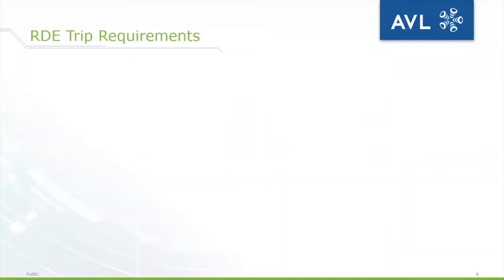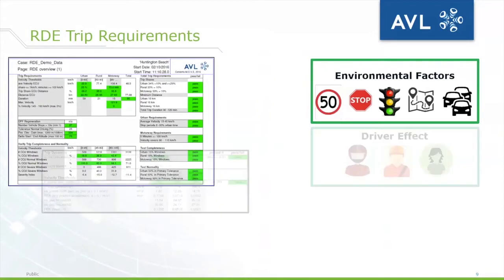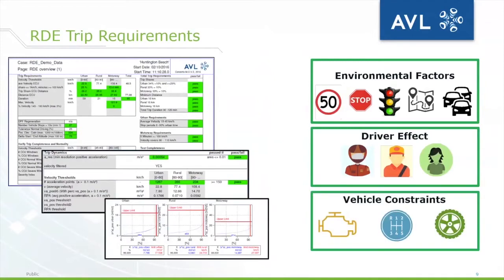Right. And on top of that, we shouldn't forget the specific RDE challenges, as for example the RDE trip requirements that have to be fulfilled. So the driver has to drive a specific amount of time in urban, rural, or motorway, and also the driver effect, how aggressive and how peaceful the driver should be driving. As you mentioned before, traffic conditions, speed limits, and vehicle constraints should also be considered as challenges that we have to tackle for the RDE testing.